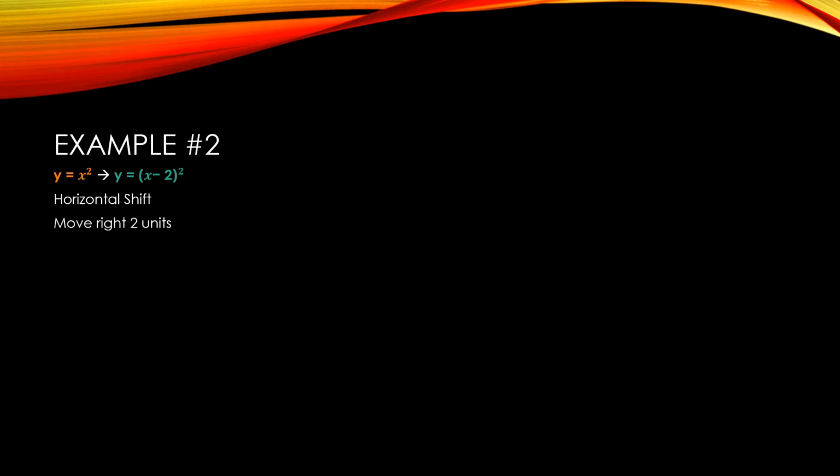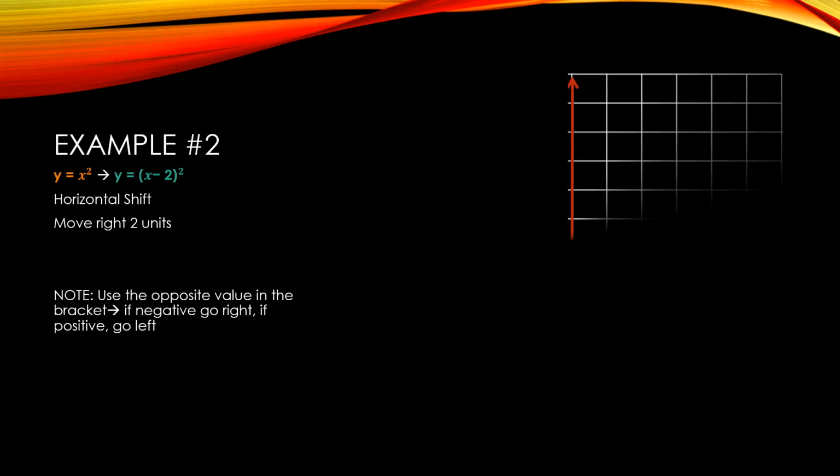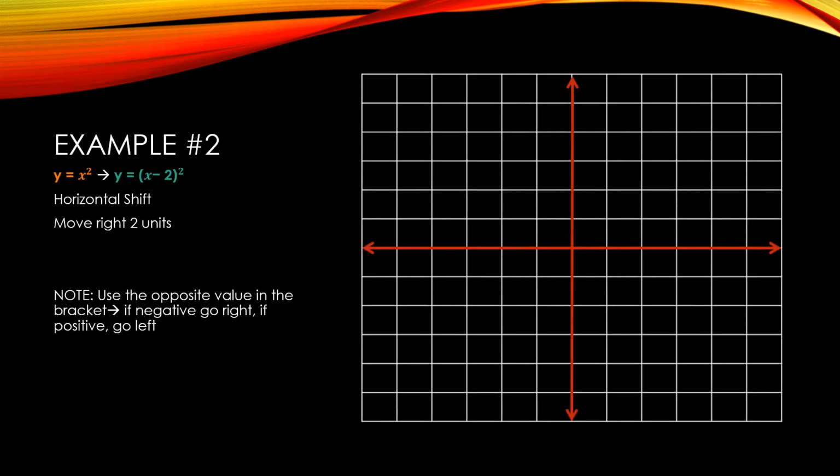So in this case, we're moving our entire parabola as if it was a closed figure 2 units to the right. Let's see what that looks like when we sketch it. Always starting with our parent graph and then shifting the entire parabola 2 units to the right.